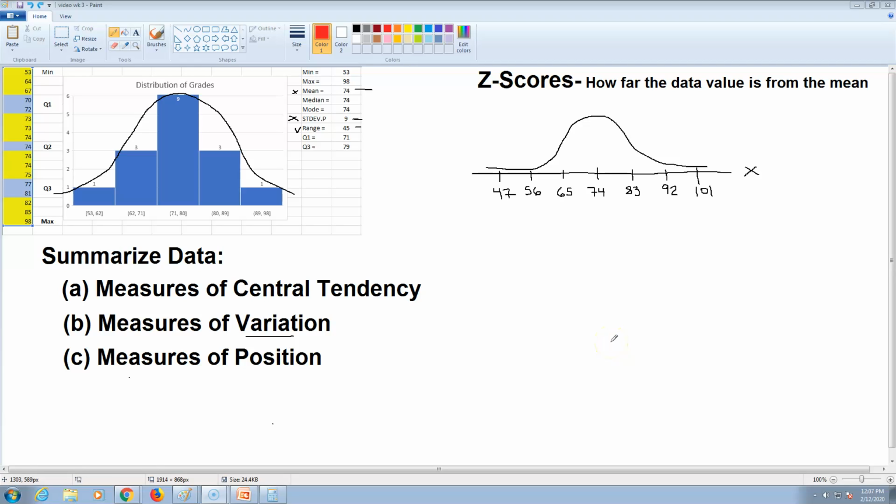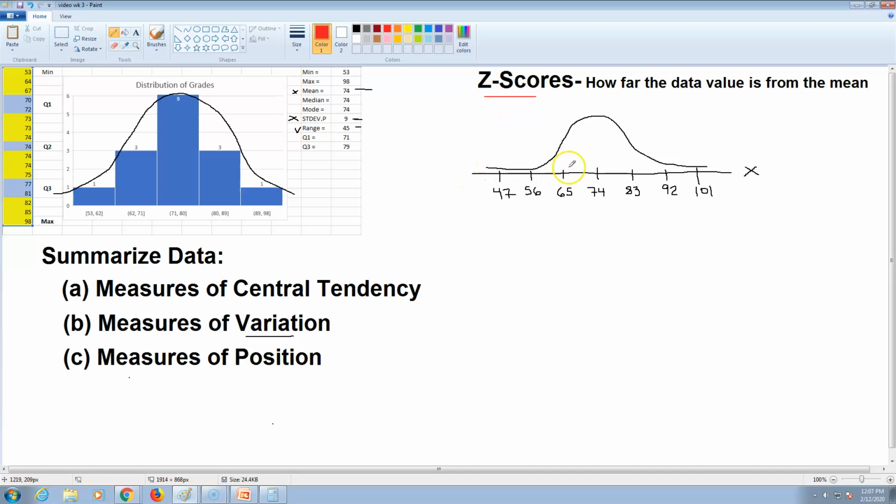Okay, in this video, I'm going to show you another way you can summarize data. And the third way you can summarize data is called measures of position. In this course, we're going to go over three measures of position. The first one is called z-scores.